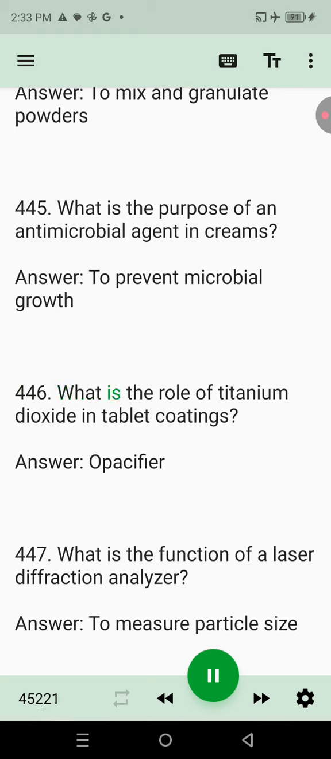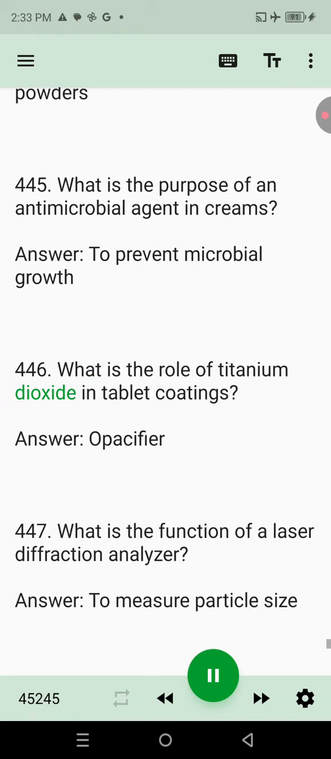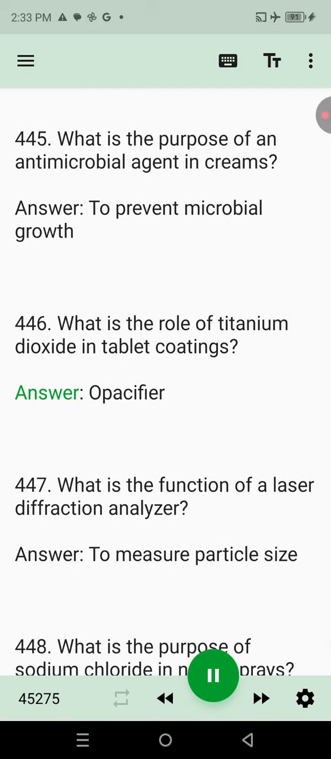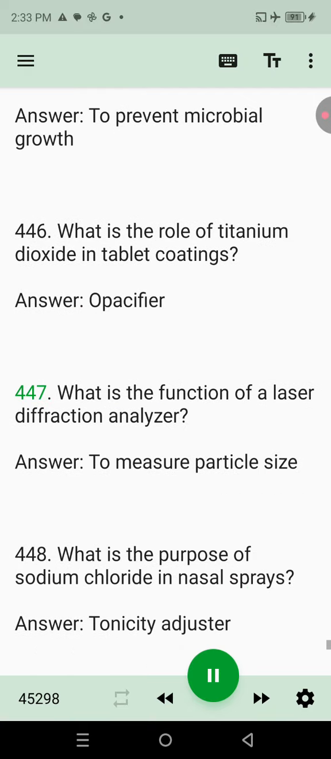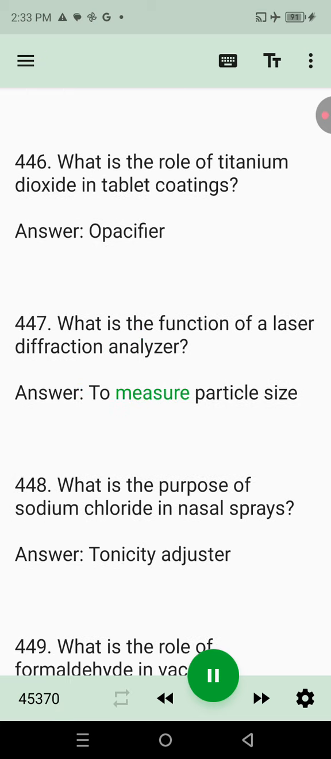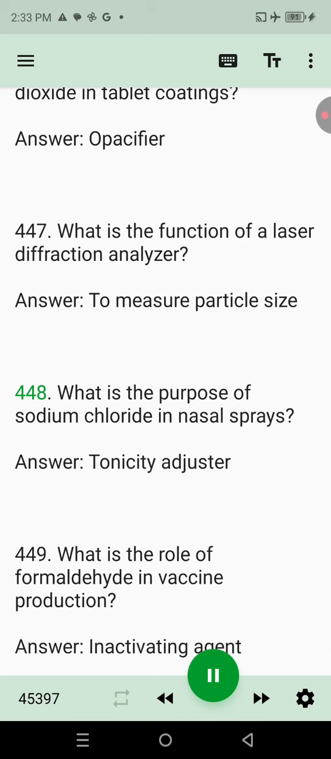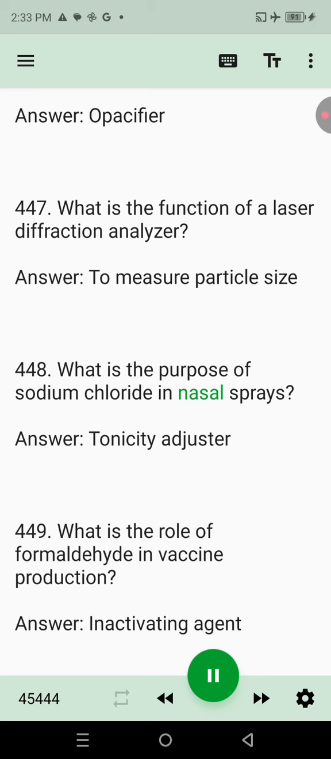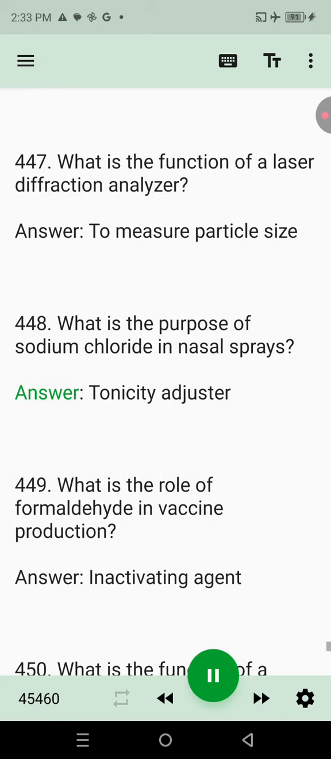446. What is the role of titanium dioxide in tablet coatings? Answer: opacifier. 447. What is the function of a laser diffraction analyzer? Answer: to measure particle size. 448. What is the purpose of sodium chloride in nasal sprays? Answer: tonicity adjuster.